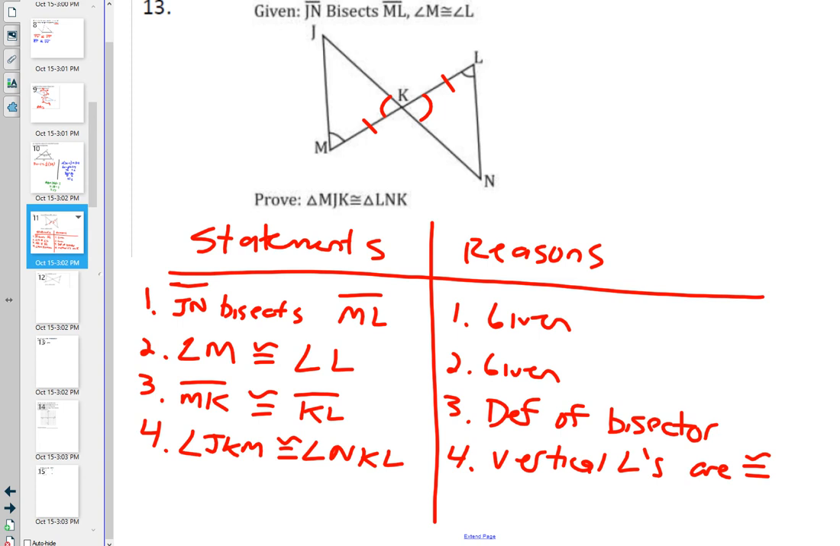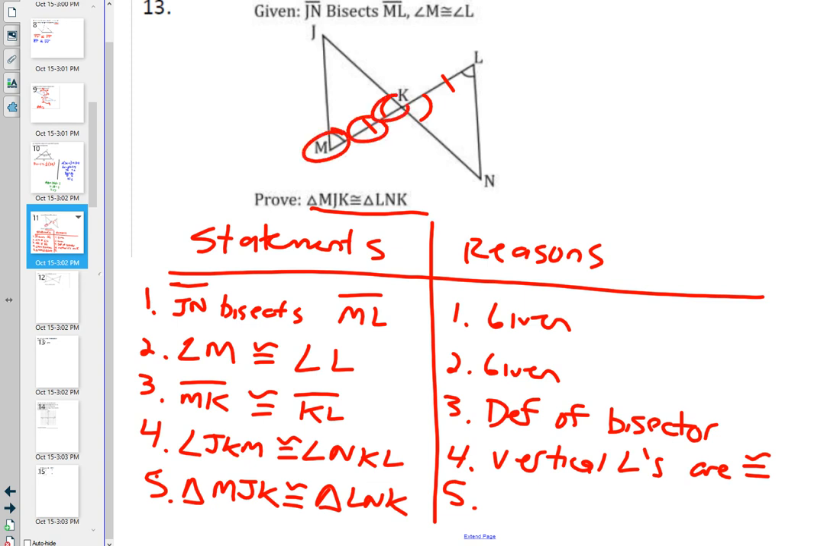Now we do have enough, so we can go ahead and make our statement. You have to make sure it looks exactly like this. Triangle MJK is congruent to triangle LMK. And what's the reason for that now? It's not side angle side. Angle side angle. Angle side angle congruency.